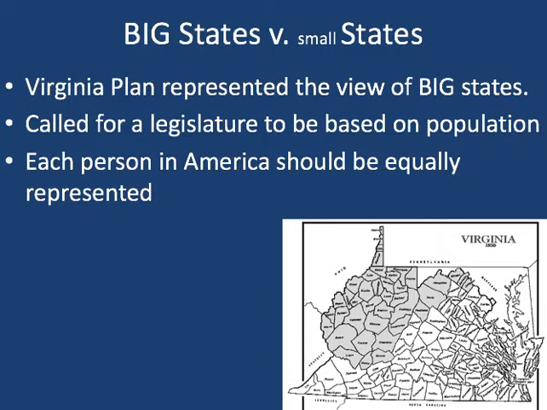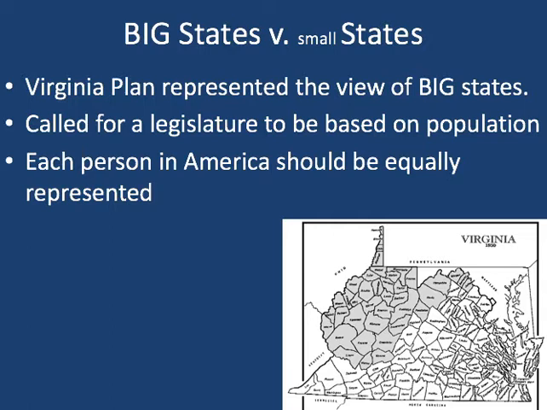First one is the big states versus the small states. There is an argument of how are we going to set up the Congress. There was an agreement that we should have a Congress, we should have a legislative branch, we should have a branch that's in charge of making law, but, well, how are we going to set that up?